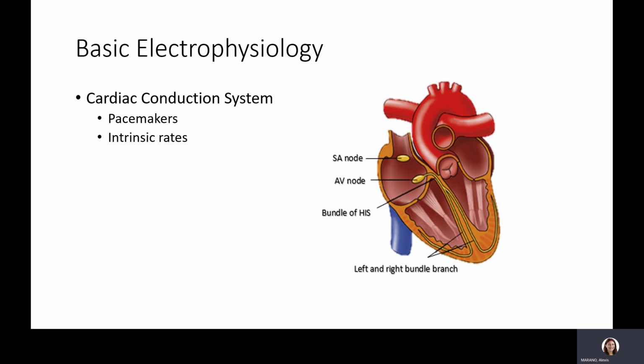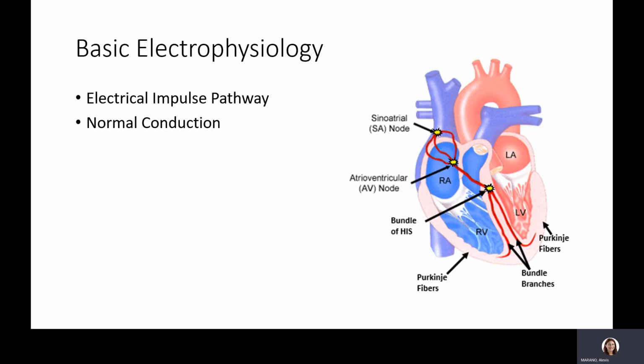The AV node can take over if the SA node is no longer functioning properly, and it will have its own rate of 40 to 60. Lastly, we can have the ventricles or the bundle branches take over, and that takes a lot of time for electricity to get through that very thick muscle, so the rate is considerably slower at 20 to 40. Here's a little animation of what we would expect the electricity to look like if everything's working properly.